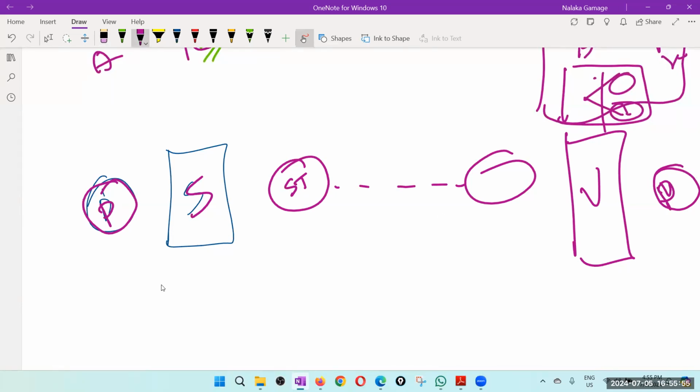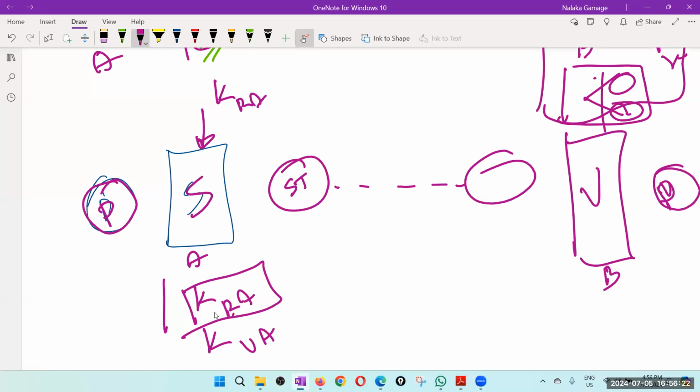Now the difference is that the two keys are generated by the sender. For encryption and decryption, the keys are generated by the receiver, but now by the sender. So we call them KRA, the private key of A, and KUA, the public key of A. Signing is done by the private key of A, KRA, which is a secret. A doesn't share it with anyone else in the world. But A shares the public key with anyone. Anyone interested can get it.